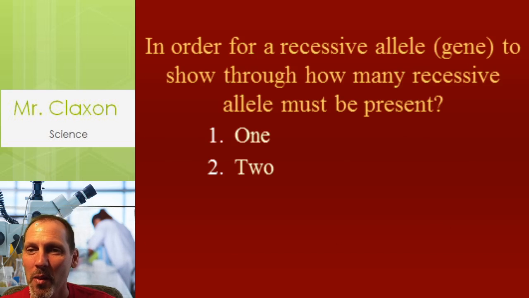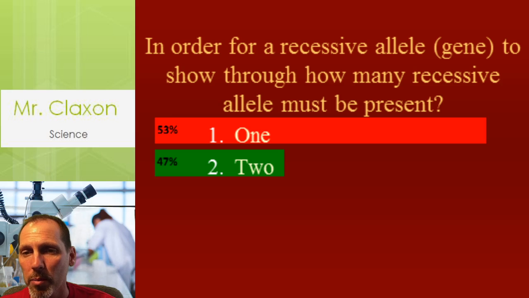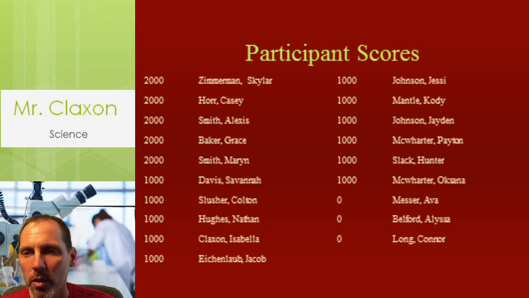All right, try this one. In order for a recessive allele to show through, how many recessive alleles must be present? So in our example, the white flower, do you have to have one white allele to get a white flower, or do you have to have two white alleles to get a white flower? It's recessive. Yeah, the computer thinks a lot of you would miss that. But you got to have two in order for that to be true.